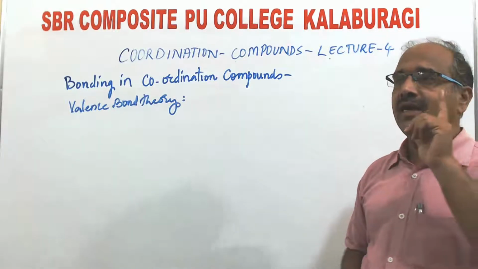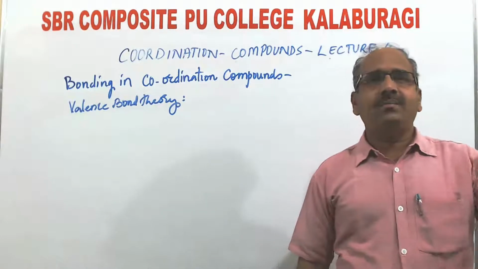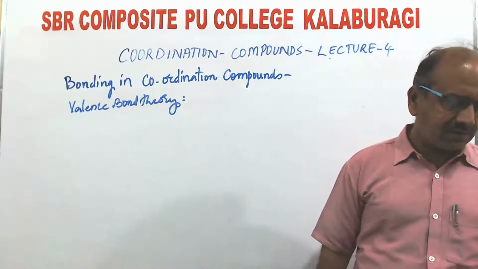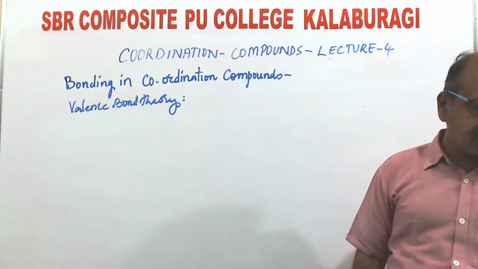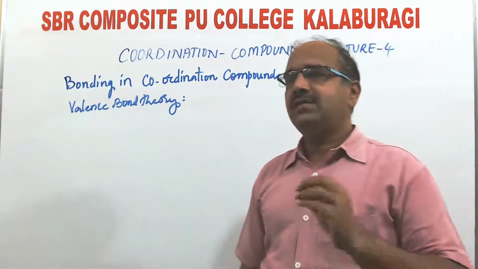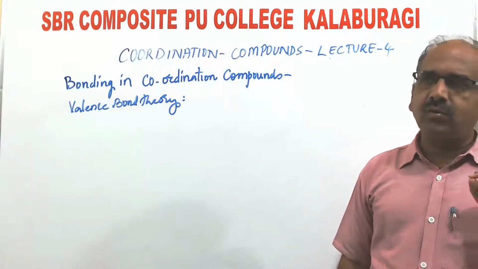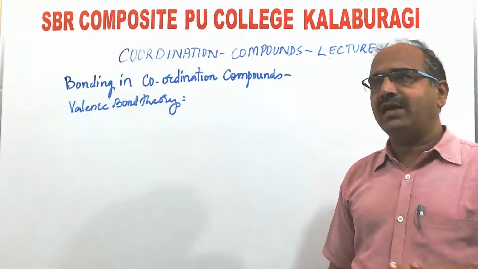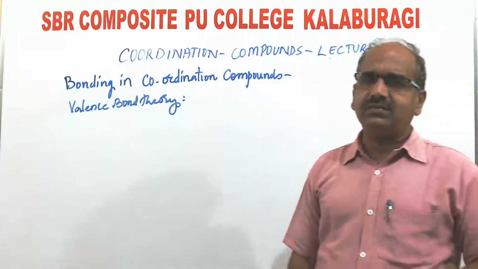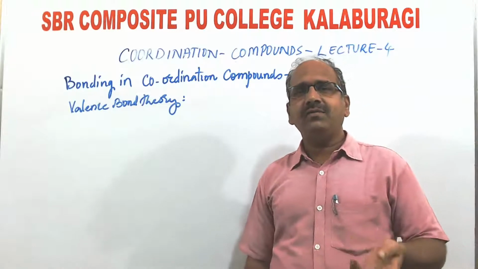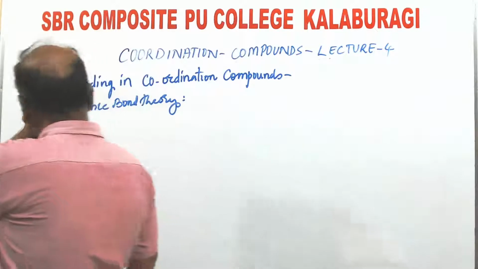So here ligands are donors of electrons. Metals are acceptors of electrons. So here we can have two types: six ligands which are donating a total of 12 electrons, or four ligands which are donating 8 electrons. Two types of complexes we are seeing. In that again we have inner orbital complex and outer orbital complex.